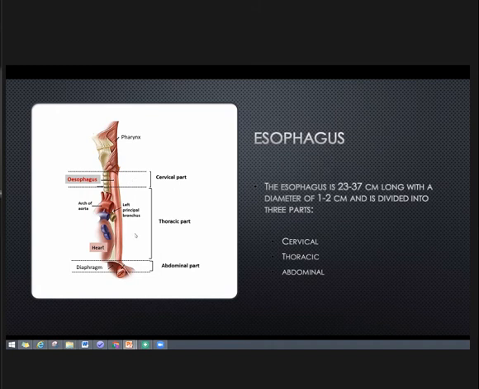The thoracic part is from the thoracic aperture, the T1 vertebral body, to the esophageal hiatus at the level of the T10 vertebra in the diaphragm, which covers the inferior thoracic aperture. And the abdominal part is from the esophageal hiatus and continues with the cardia of the stomach, shown here by the arrow, at the gastroesophageal junction.